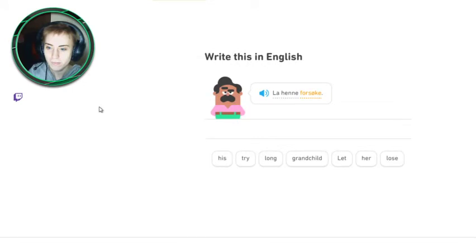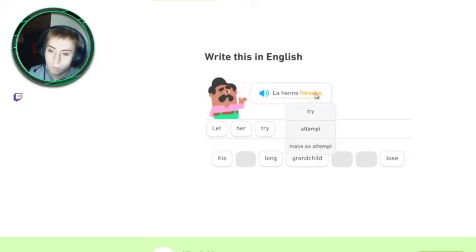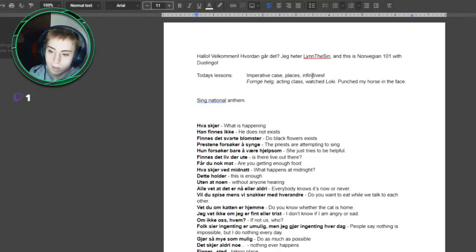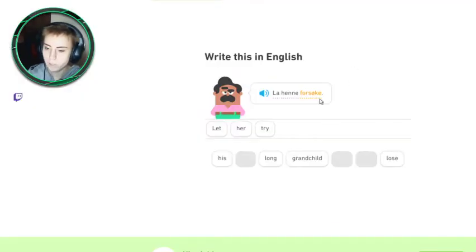La henne forsøke. Let her forsøke. Try. La henne forsøke. Let her fight. Don't hold her back.